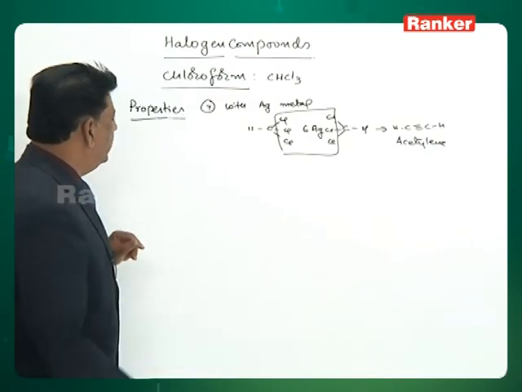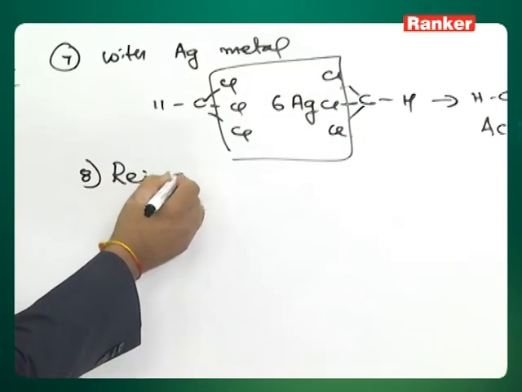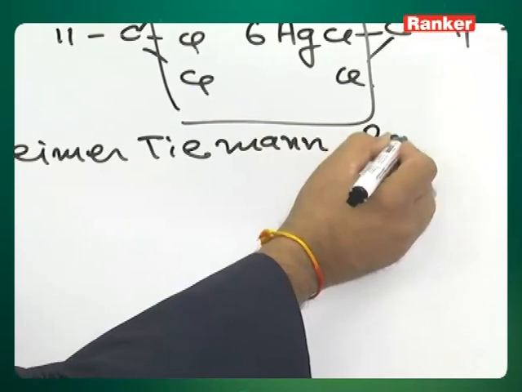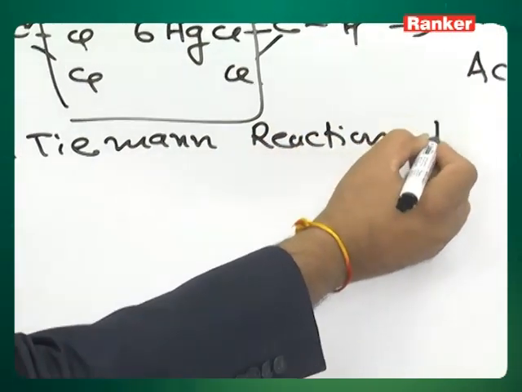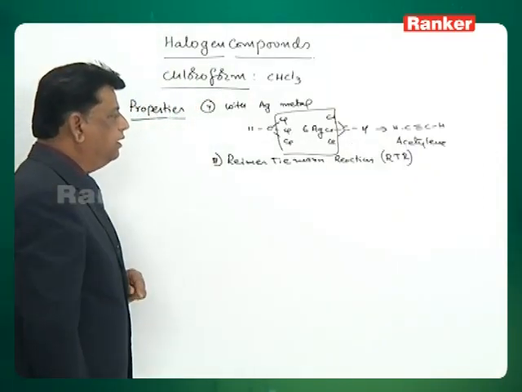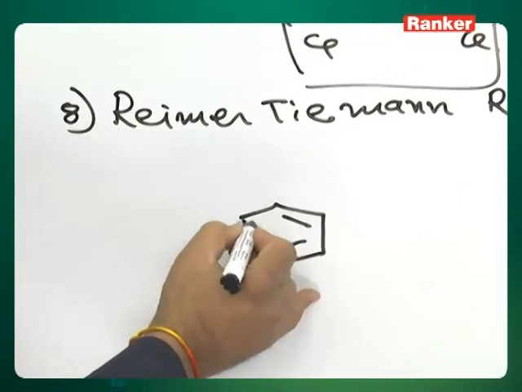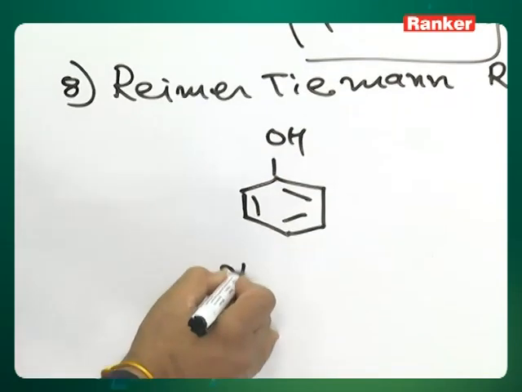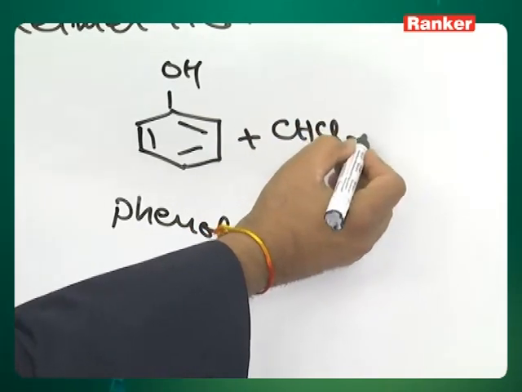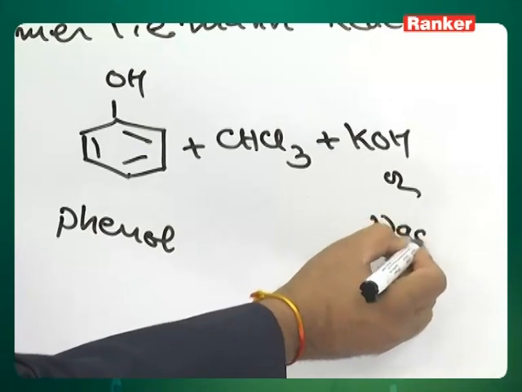In addition to this, there are 2 more reactions. One is the Reimer-Tiemann reaction. This is a very popular reaction, very popularly known as RTR, that is the Reimer-Tiemann reaction. The basic skeleton reaction is when phenol reacts with chloroform; benzene with OH is known as phenol. A phenol reacts with chloroform, CHCl3, in presence of KOH or NaOH. You can take NaOH also.